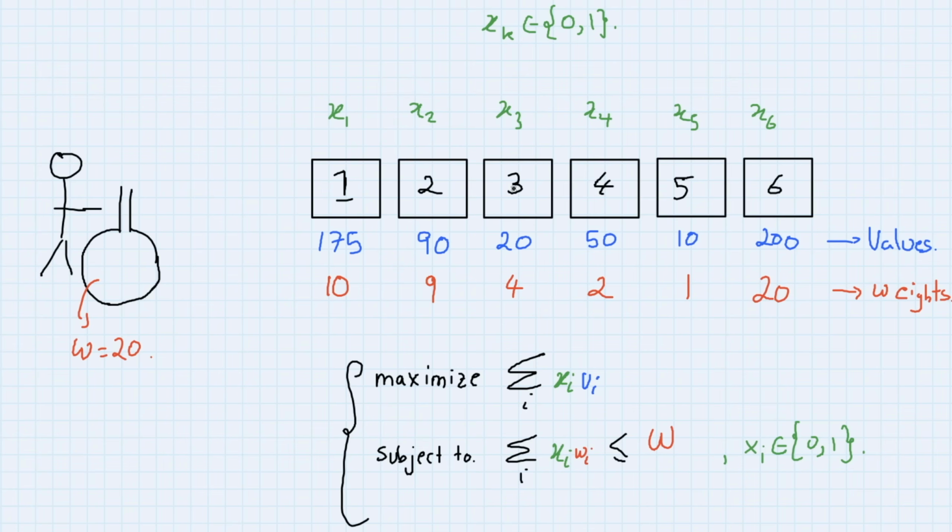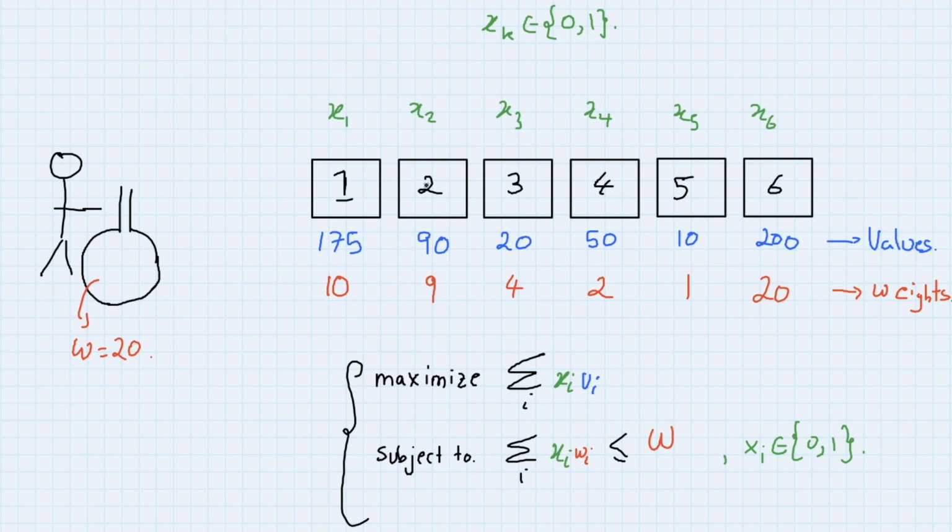Other types of combinatorial optimization problems could be the traveling salesman problem, where you've got a list of cities and the distances between each pair of cities. And you ask yourself this question: what is the shortest possible path that visits each city and returns back to the original city? Thus, you're a traveling salesman.